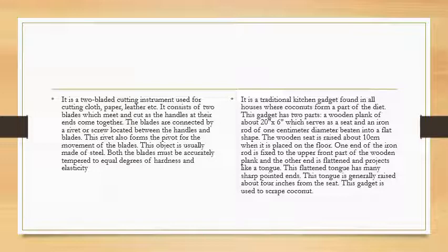It is a two-bladed cutting instrument used for cutting cloth, paper, leather, etc. It has two blades used for cutting. Consists of two blades which meet and cut as the handles at the end come together. The blades are connected by a rivet or screw located between the handles and blades. A rivet, R-I-V-E-T, rivet is a short metal pin or bolt.